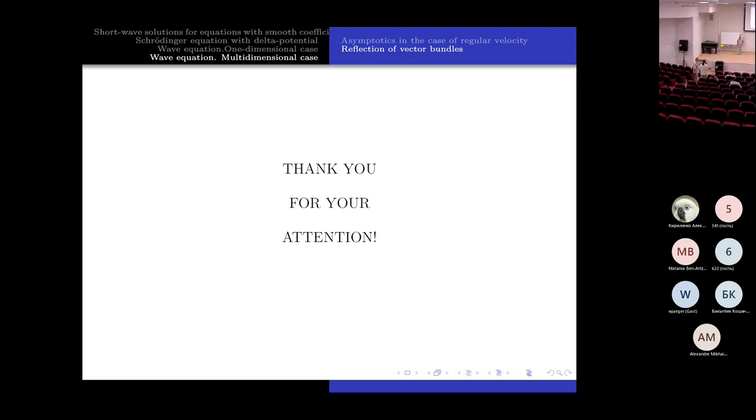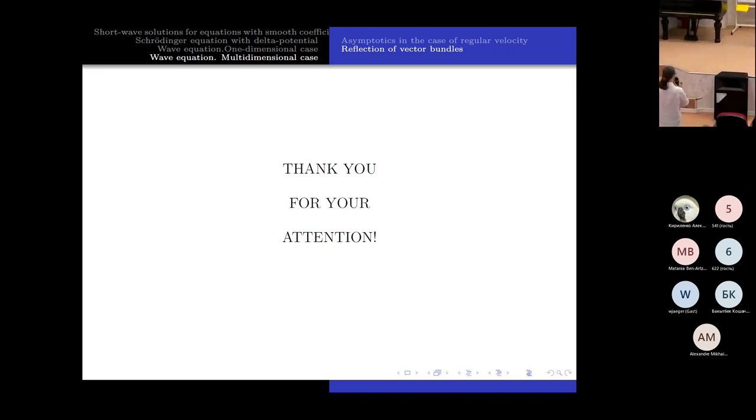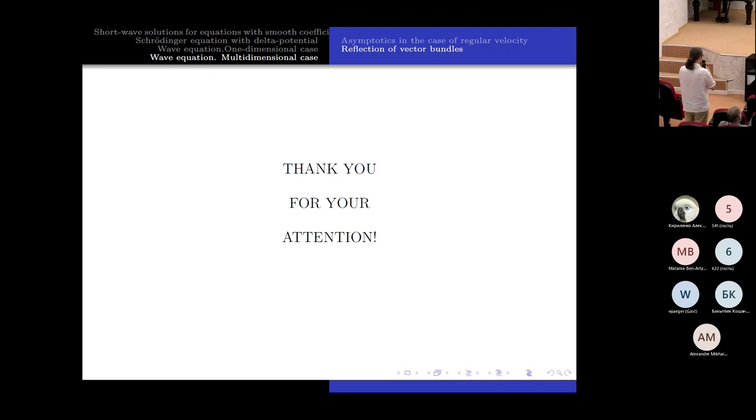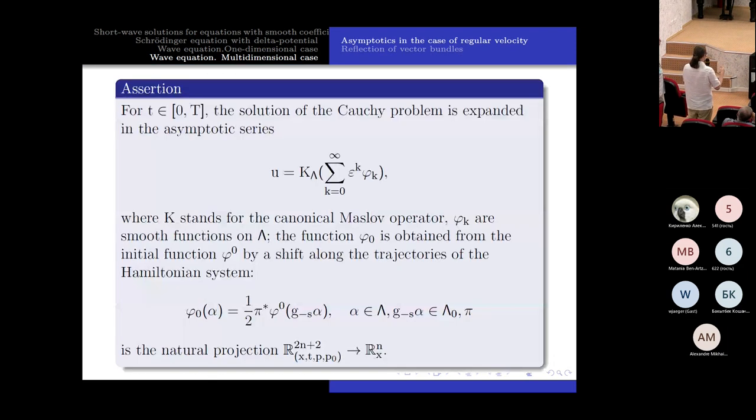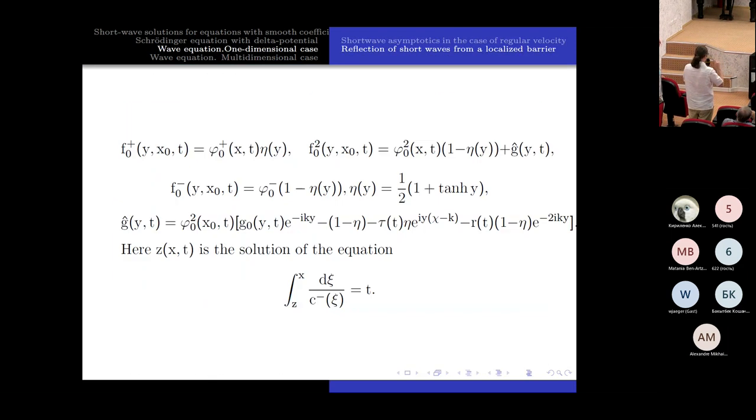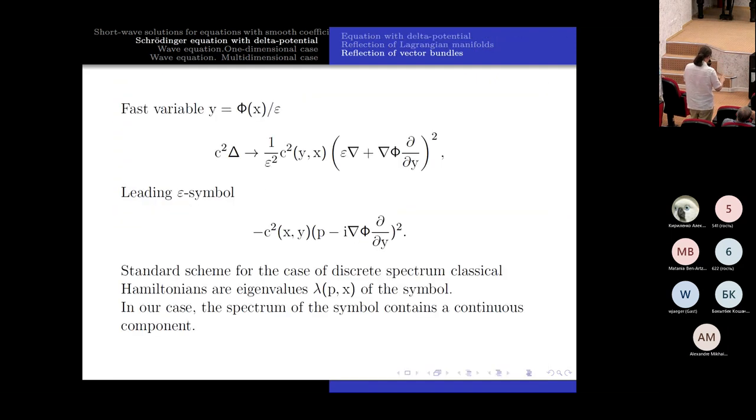A question about the initial condition, the initial state. Can you please show the earliest slide having the phi node and the S node? You underlined that there are two cases, the real case and the complex case. Yes.